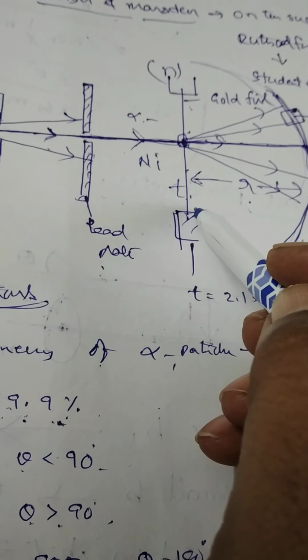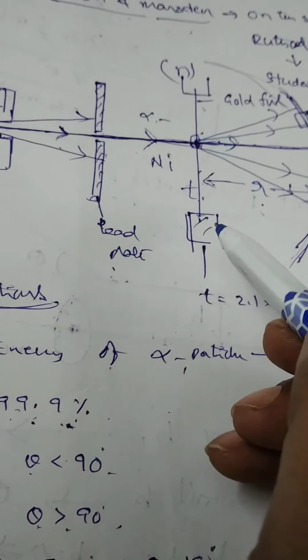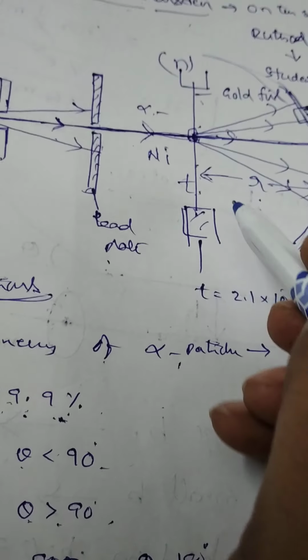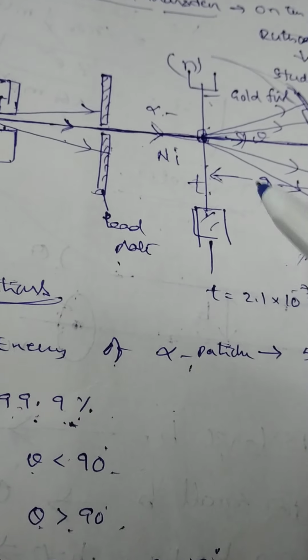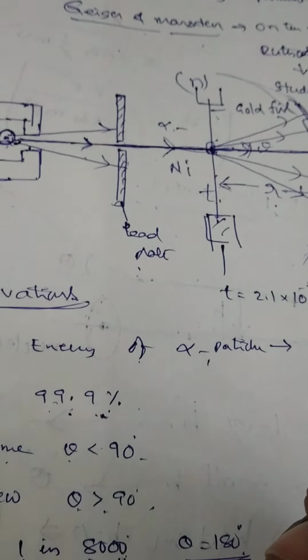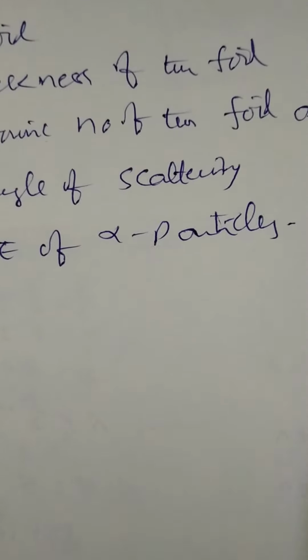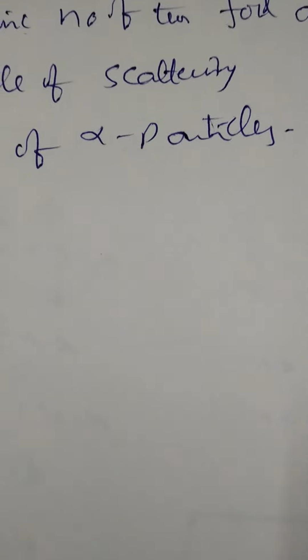Thickness of the gold film is equal to t. Z is equal to the atomic number of the foil atoms. Theta is equal to the angle of scattering. And capital E is equal to the kinetic energy of alpha particles. Do you understand? Then what is the formula for the number of alpha particles scattered at an angle theta?